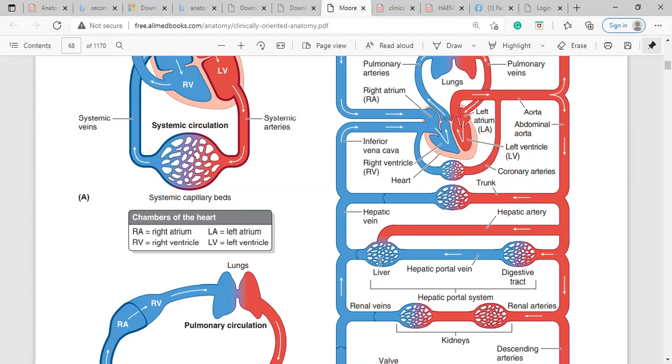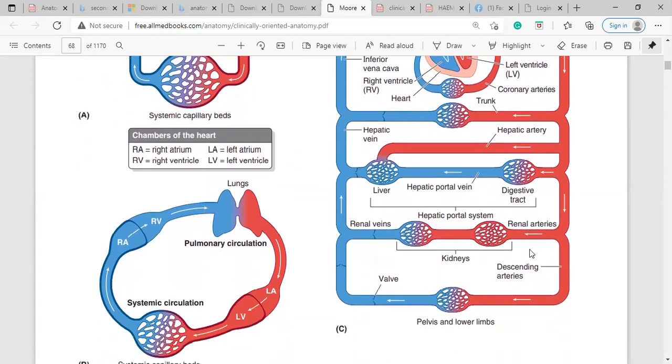For example, your kidney, only the renal artery takes blood to your kidney. But for your liver, two blood vessels go there. One, hepatic artery, another one, hepatic portal vein. Then let's come back to the kidneys now.